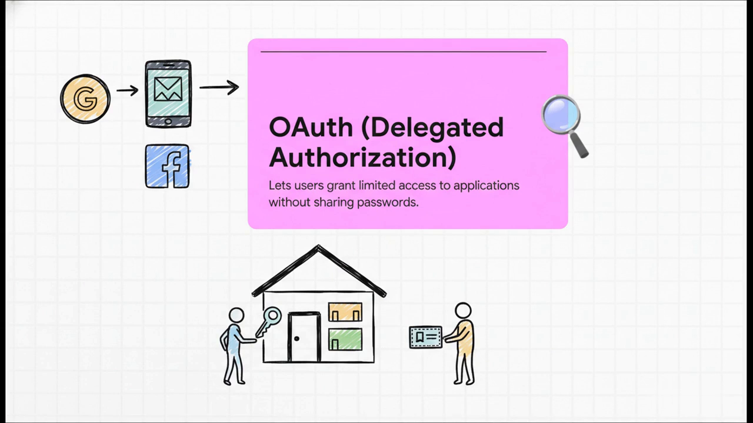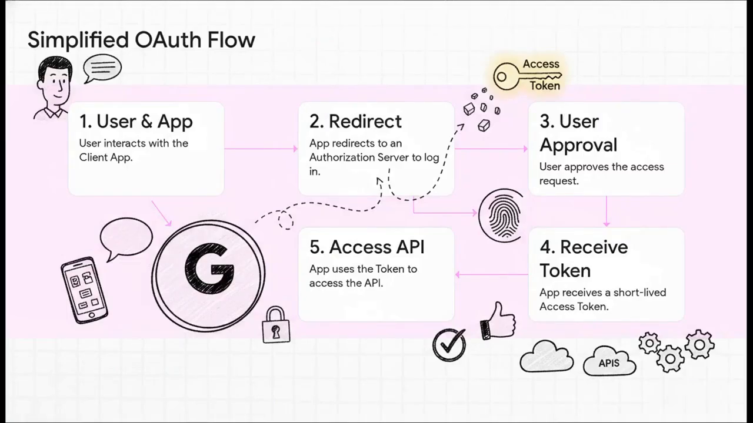You would never give a contractor the master key to your entire house. That's kind of like your password. No way. Instead, you'd give them a temporary guest pass that only works for the kitchen and bathroom for a few hours. That's exactly what OAuth does for your data. So here's a quick look at how that little dance works.